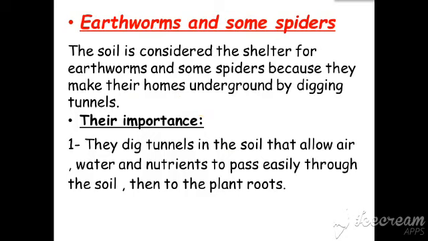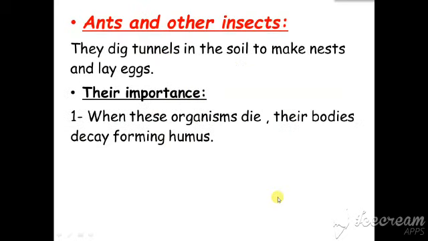Earthworms and some spiders: the soil is considered the shelter or the home for the earthworms and some spiders because they make their homes underground by digging tunnels. They dig tunnels in the soil that allow air, water, and nutrients to pass easily through the soil, then to the plant roots.